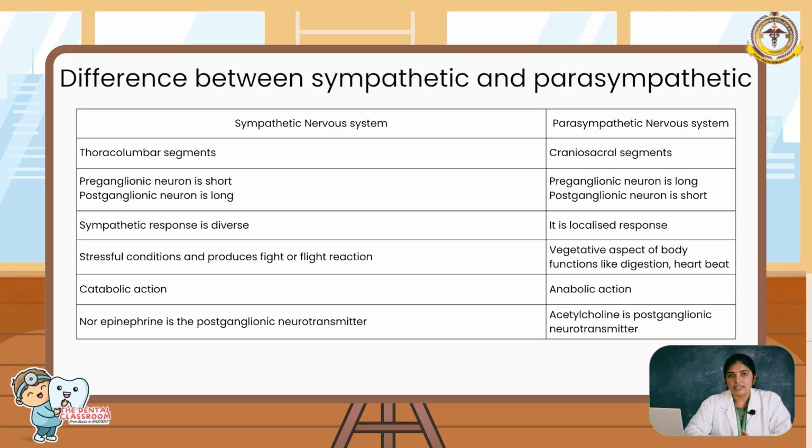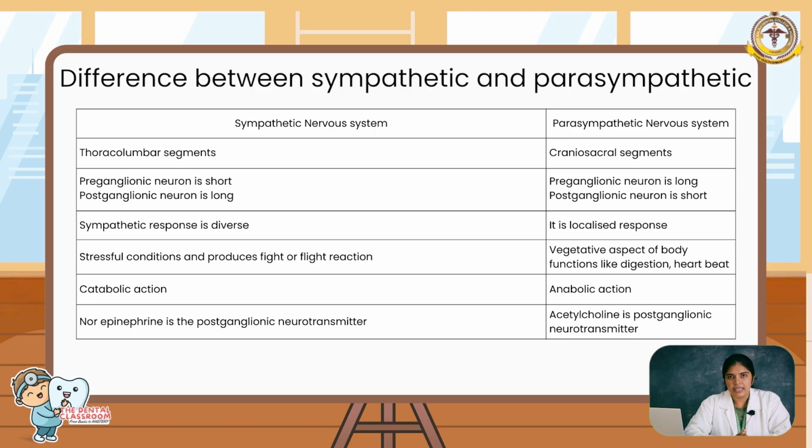Sympathetic response is diverse in action because all the catecholamines and all the secretions are released into the bloodstream and then they reach the target organ. So the response is very diverse in the body. But in the parasympathetic nervous system, it is a local response because the target organ is almost near the postganglionic fibers, and it releases the neurotransmitter and causes a very local action.